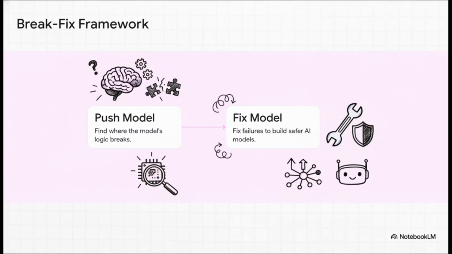When developing their highly capable Phi family of small language models, they used what they call a break-fix framework. It's a cyclical, highly iterative process. They literally push the model, find exactly where its logic breaks or where it fails benchmarks, and then they go in and fix it. It is quite literally the machine learning equivalent of the Feynman technique's review and refine step.